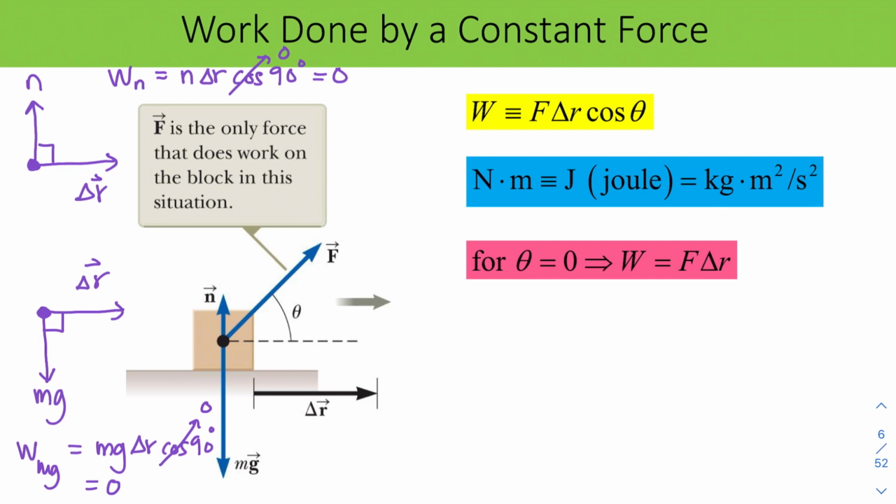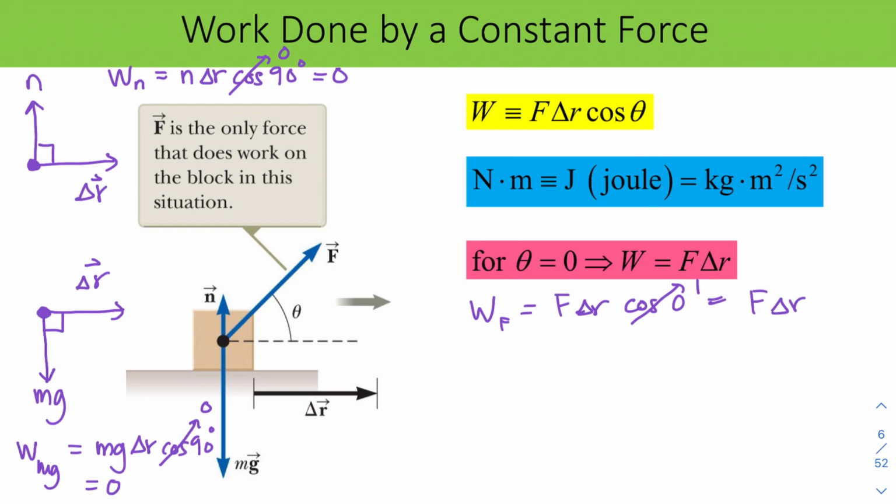Let's say the angle between the F and the delta R is 0. So what will happen? The work done due to the F on the block or object is F delta R cos 0, where cos 0 is 1. So it is F delta R, the maximum value.